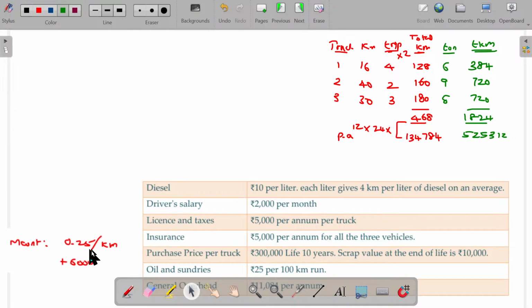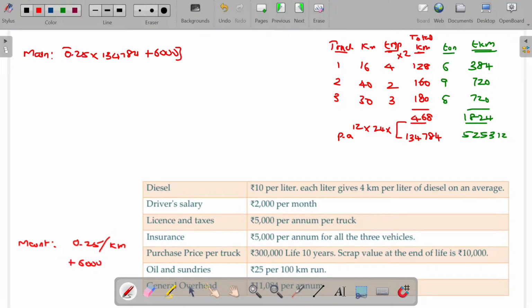So we have to find the total cost for the year. Maintenance cost: 0.25 into number of kilometers driven, 1,34,784 will be taken. And you have to add another 6,000. Fixed cost should also be added: 39,696.